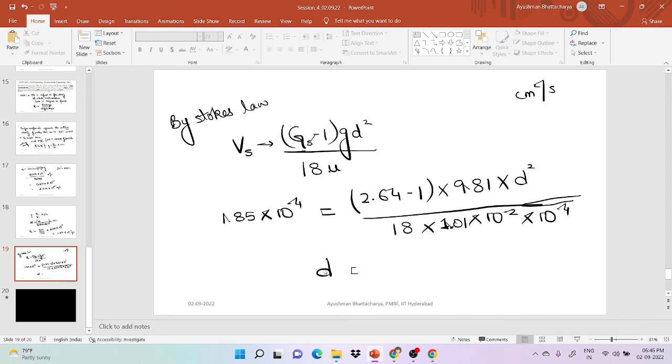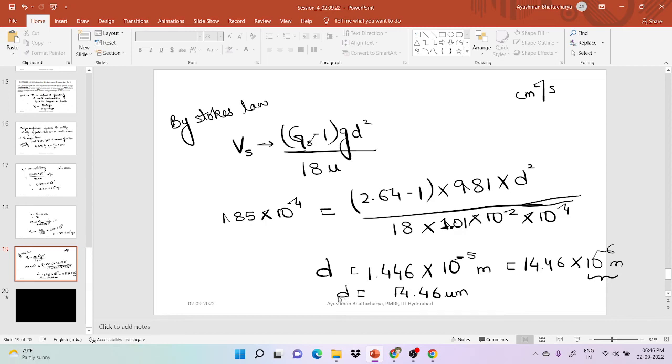The D comes out to be 1.446 into 10 raised to the power minus 5 meter, which we can also write in the form of 14.46 micrometer. So you can write it like this: 14.46 into 10 raised to the minus 6 meter. If you write like this, you can take it as micrometer. So the diameter of the particle will be 14.46 micrometer.